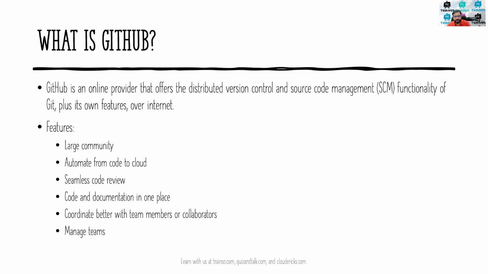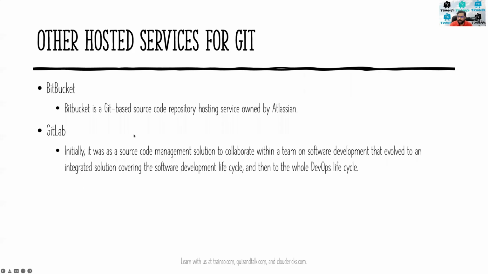Many open source projects use GitHub, and GitHub is now a Microsoft company. I still get questions from people asking whether Microsoft will prefer Azure DevOps repos or GitHub. Let us wait and see. GitHub is not the only one that provides hosted services for Git. You have Bitbucket, which is also very popular. Bitbucket is a Git-based source code repository hosting service owned by Atlassian. Atlassian, you may know the company, right? You may have used a product called Jira for managing your projects.